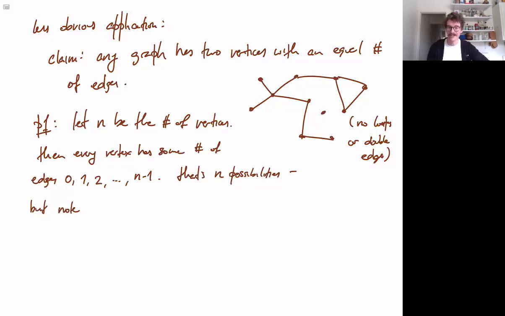But we're going to have to do a little more work, because you can start to see the outline now of what is going to be the pigeons and the pigeonholes. So the vertices are going to be the pigeons, and the different possibilities for the number of edges are going to be the pigeonholes. Because to show that some pair of vertices has an equal number of edges basically means that some pair of vertices falls into the same pigeonhole in this sense. But we haven't gotten that yet because we have n vertices and n pigeonholes, which is not good enough.